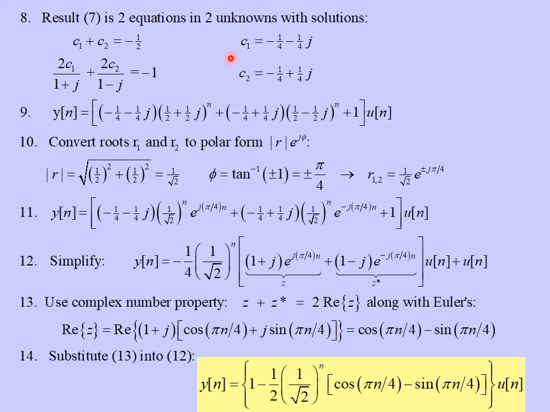I won't go through the algebra there, but these are our two constants, C1 and C2, and notice they are also complex. So finally, I can plug these into the total solution from, I believe, step 6, and this is what my solution looks like.